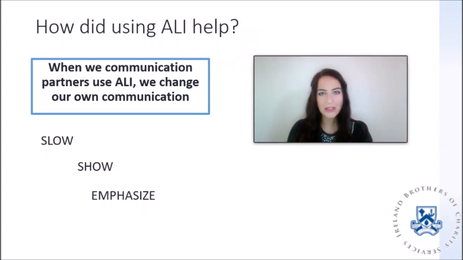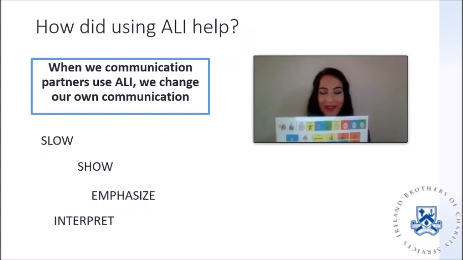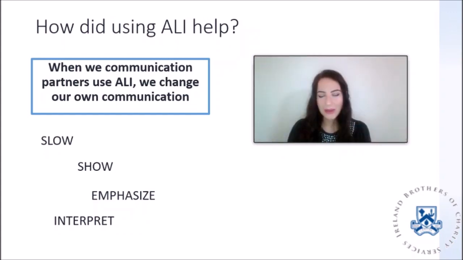Communication partners can also use ALI to interpret what a language learner might be trying to communicate. By using ALI, we're providing a model of another way to get the message across by using picture symbols along with their existing communication skills. So, for example, I bet you all are really excited to be learning about ALI. Because when we use ALI, we are modifying our communication style. It helps a language learner to learn new words and concepts. And it can also help to show them how to use those new words and concepts to communicate.